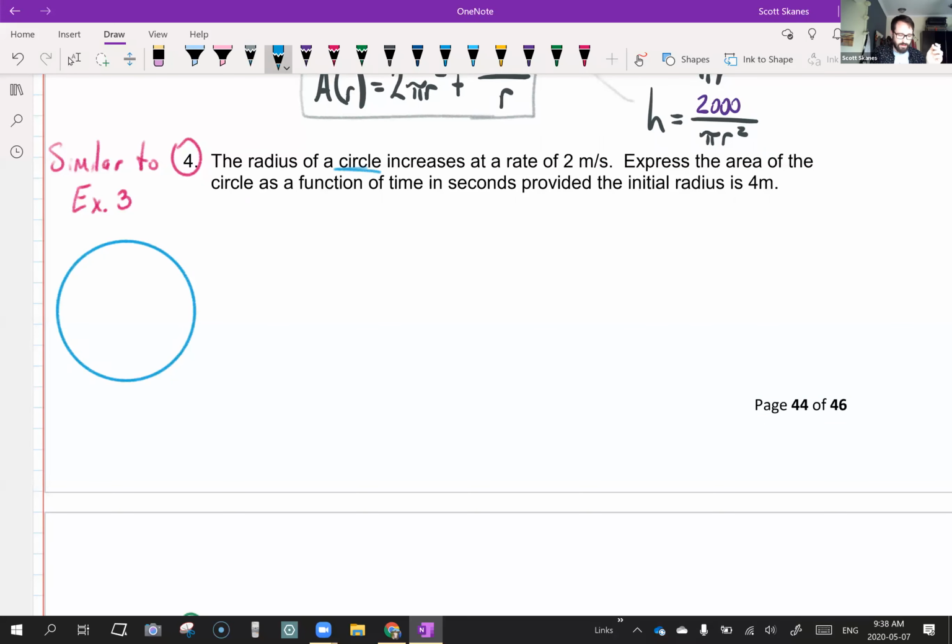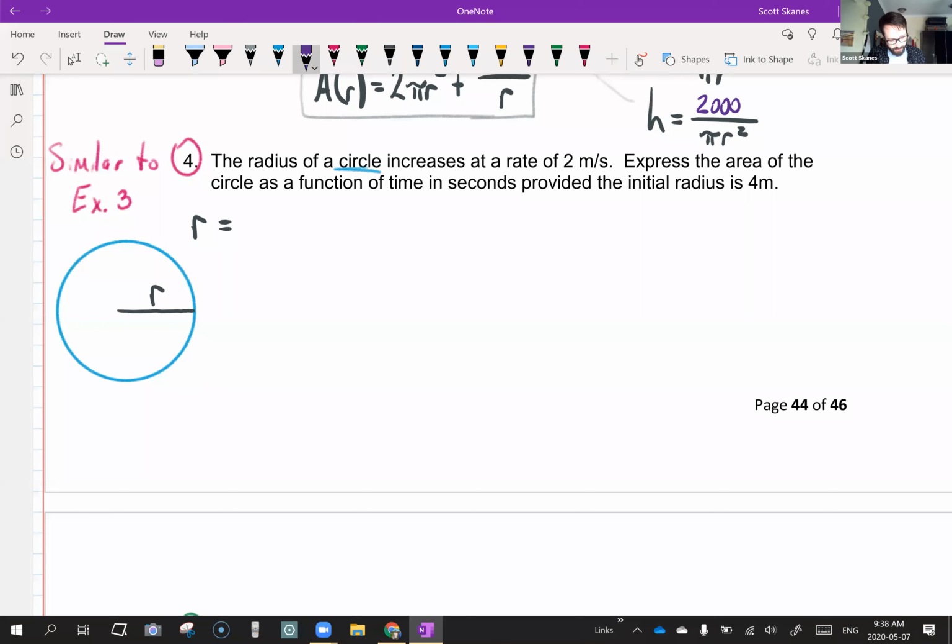Increases at a rate of 2 meters per second. So this is the radius of a circle. If the radius increases at a rate of 2 meters per second, it means that every second it's going to be bigger by 2. Let me finish the question. Let me finish reading before we write anything for that radius.